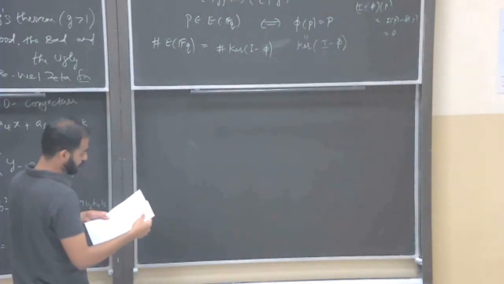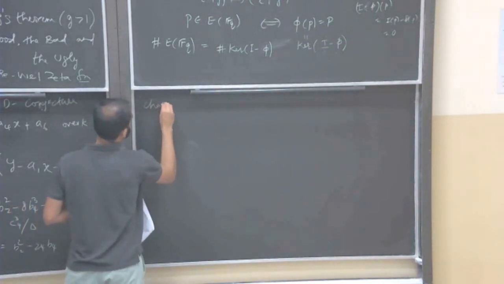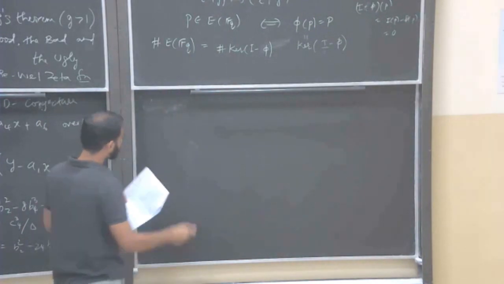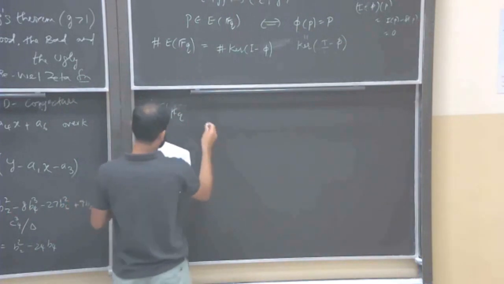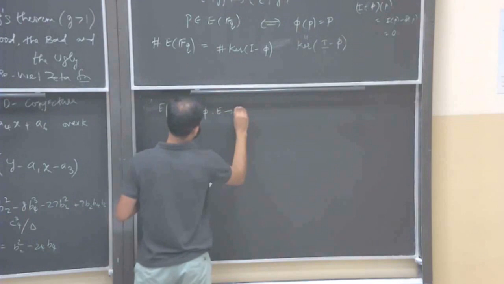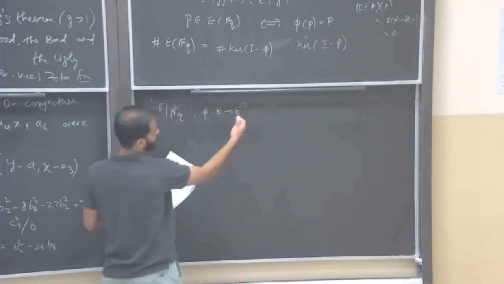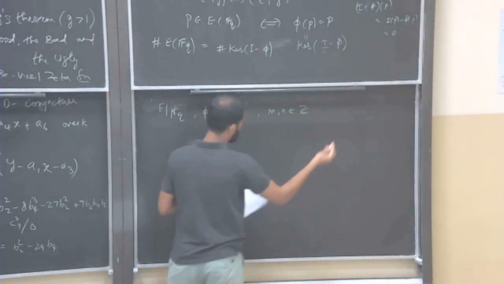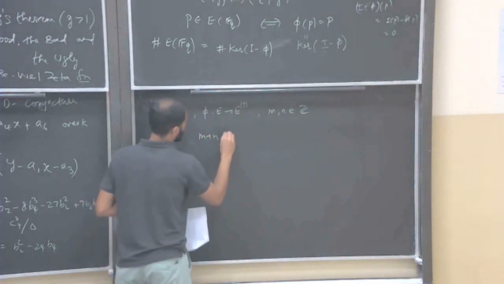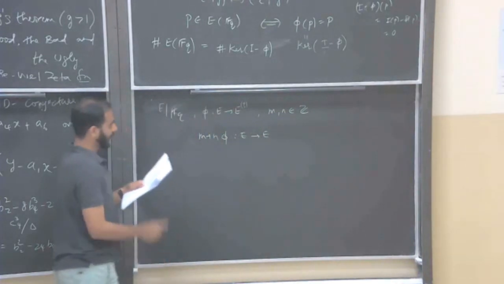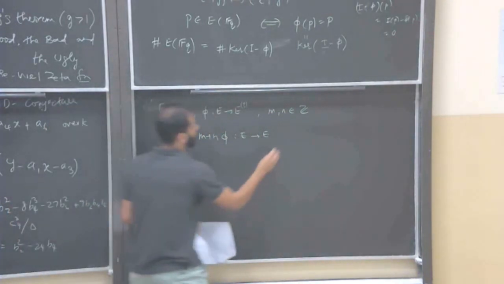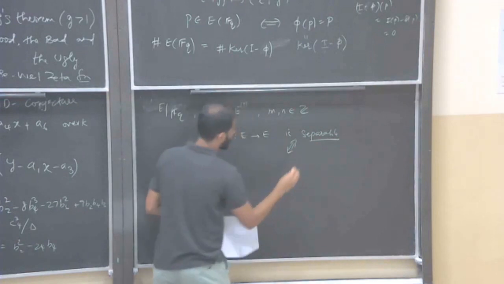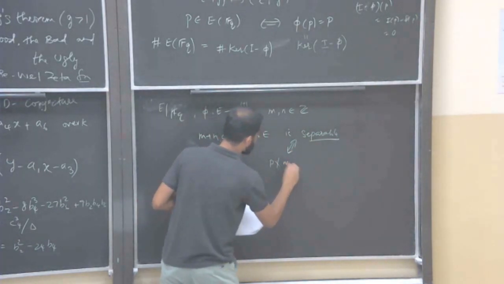In particular, we're going to use these two nice facts. If we are in positive characteristic, which we already know we are, then for this map, we take two integers m and n, and we define the map m plus n phi. This map is separable if and only if p doesn't divide n.